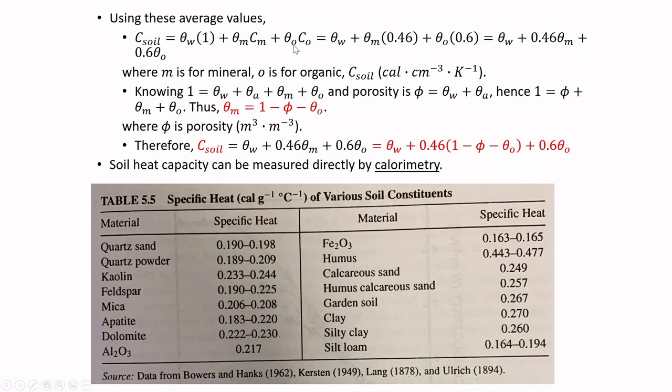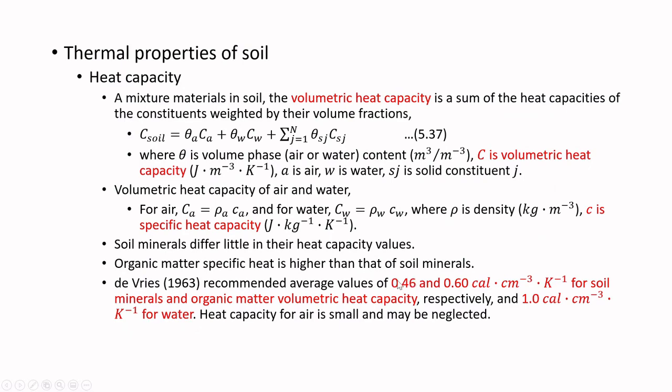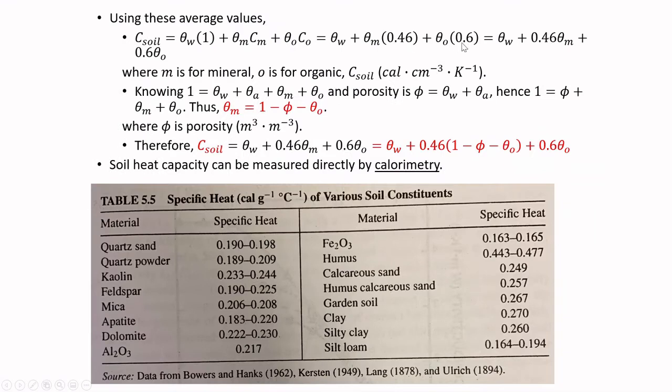Of course you can simplify this into just the volumetric water content, and the volumetric heat capacity for mineral is 0.46. Just now we talked about 0.46 for mineral and 0.6 for organic material. So with 0.46 and 0.6, we have this equation. And we also know that 1 equals the volumetric water content, volumetric air content, volumetric mineral, and volumetric organic. We know that volumetric water and volumetric air together are actually the porosity, so the porosity becomes phi.